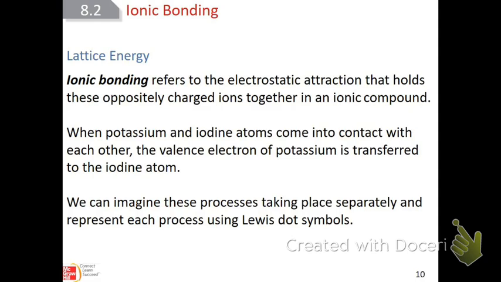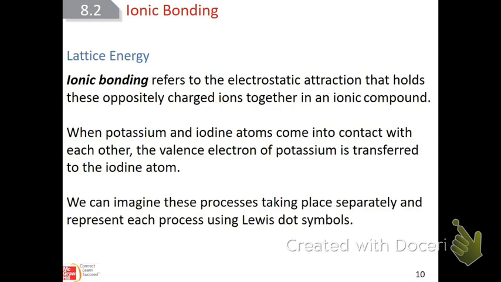Potassium transfers its unwanted electron to iodine, who keeps it forever. Even if those two part ways, and they oftentimes do, iodine doesn't give the electron back. It keeps it so that it can stay like that noble gas, and so that potassium can also remain isoelectronic with argon.